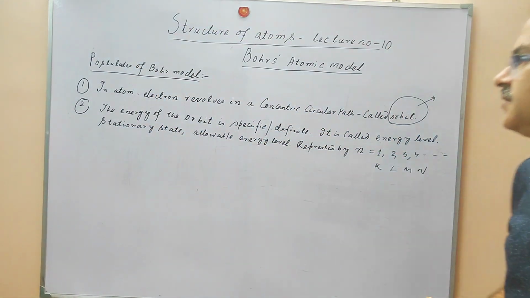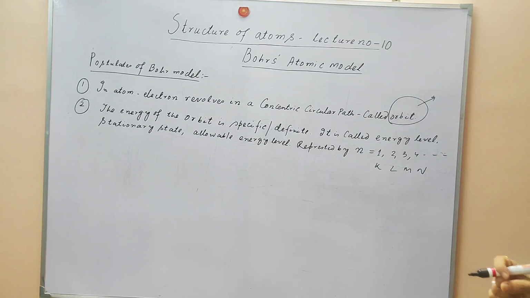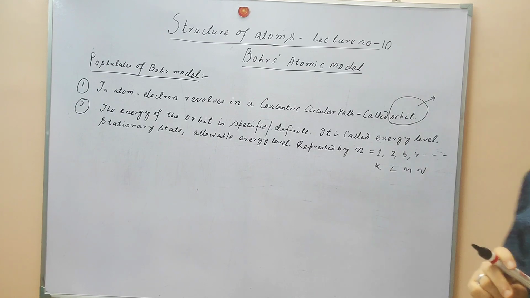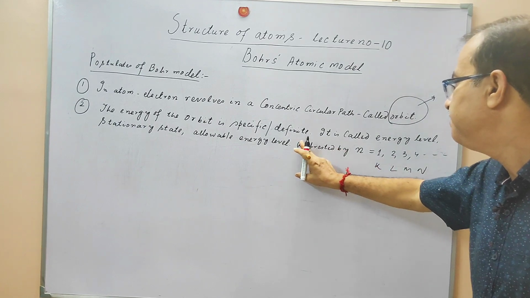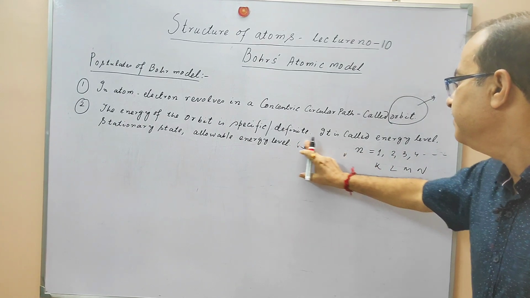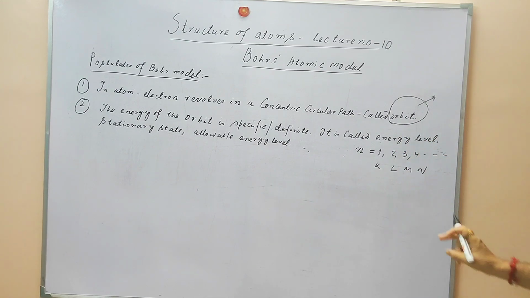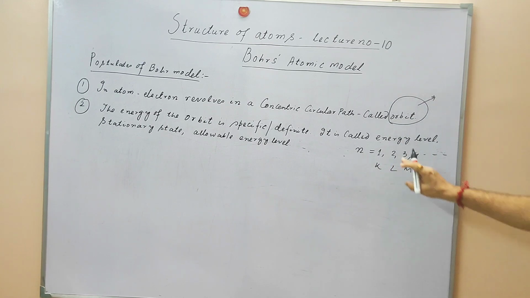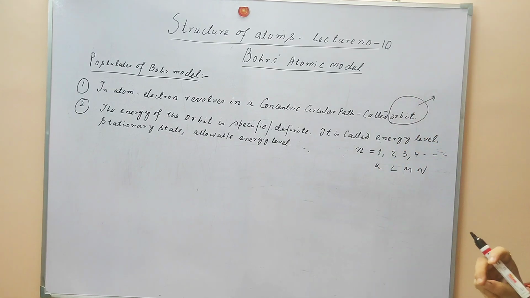This is the second postulate, that the energy of the orbit is specific and definite, and it is called the energy level, stationary state, or allowable energy level, and it is represented by n. N is 1, 2, 3 and it can take any value up to infinity. And alphabetically it has K, L, M, N, O, P.